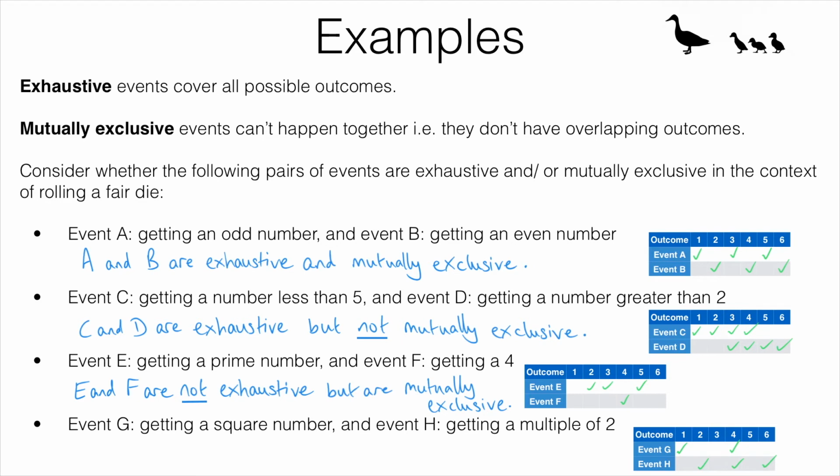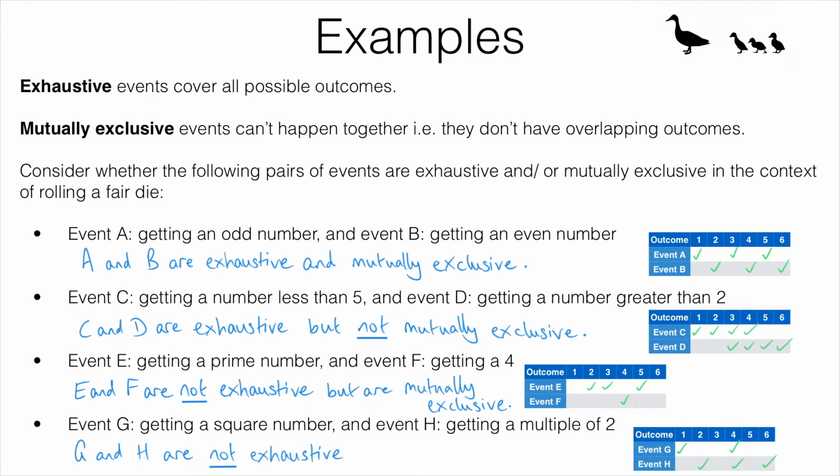Are these events exhaustive? No, they're not. They don't cover all possible outcomes. You can't get a 3 or a 5. Therefore, G and H are not exhaustive.